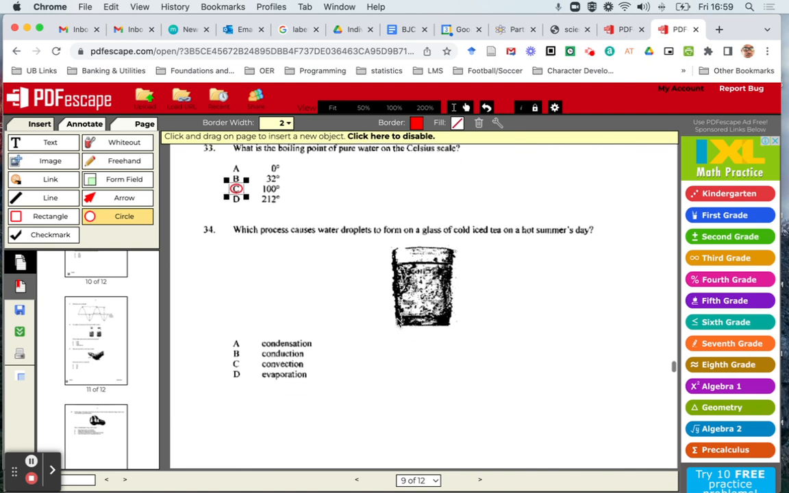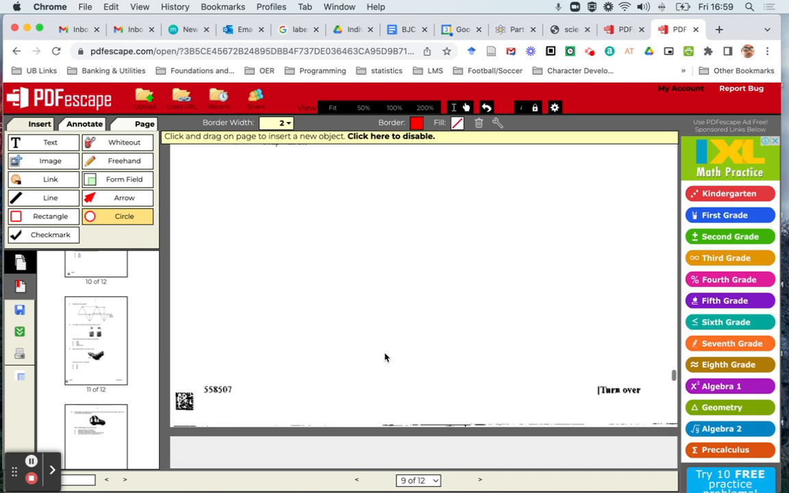Which process causes water droplets to form on a glass of cold iced tea on a hot summer's day? That's going to be condensation, if we remember what we did with the water cycle. So that's going to be answer A.